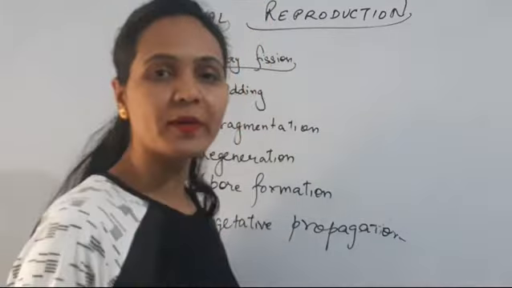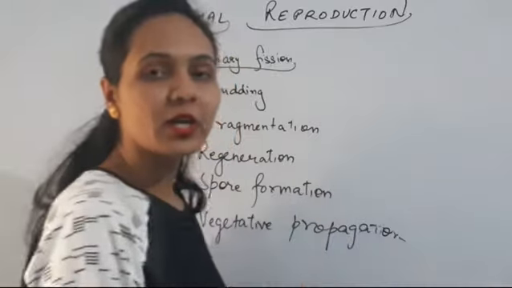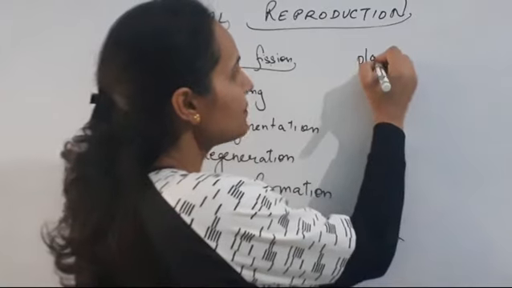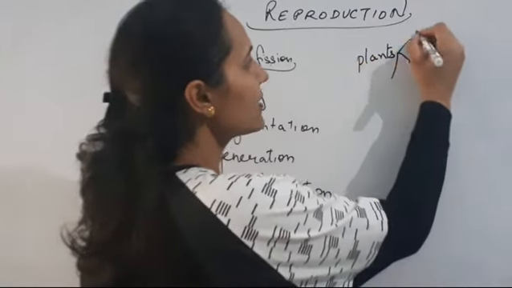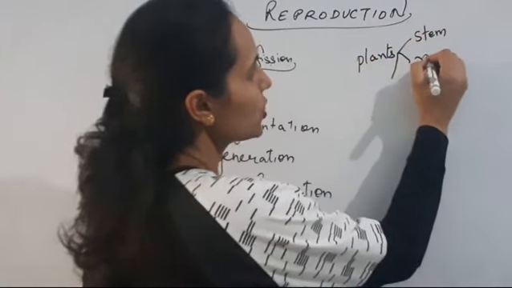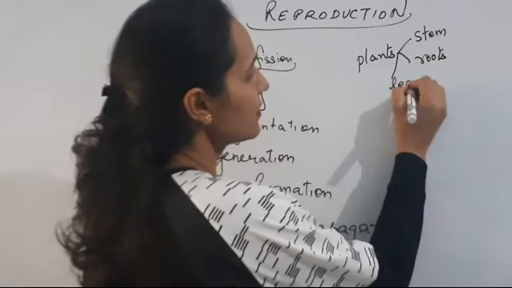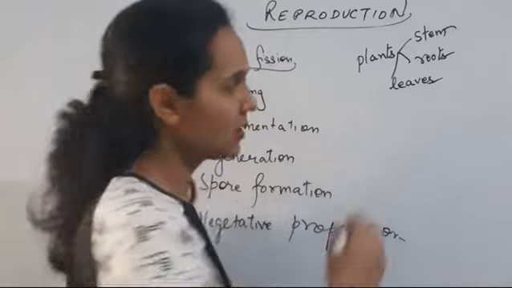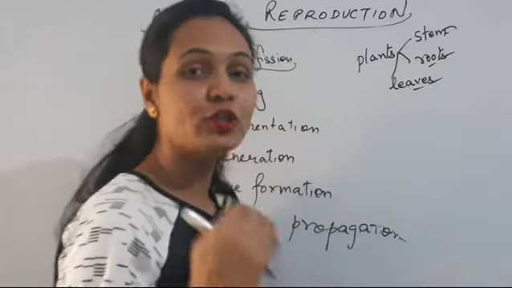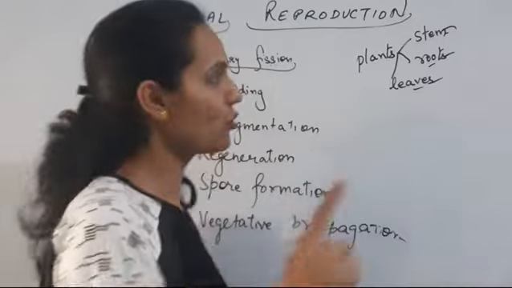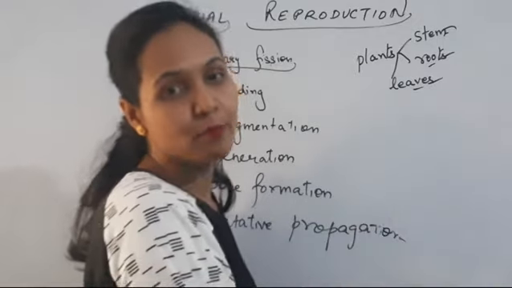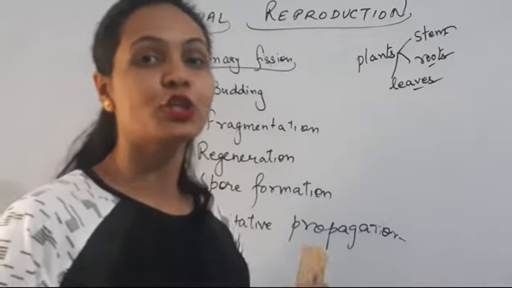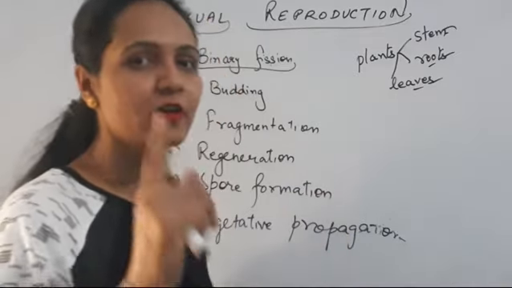So in vegetative propagation, what happens? This is asexual reproduction in the case of plants. In plants, there are various portions, like stem, roots, and leaves. From these parts, you can get a new plant. That process is known as vegetative propagation. So any plant part from which you can get a new plant is said to be vegetative propagation.